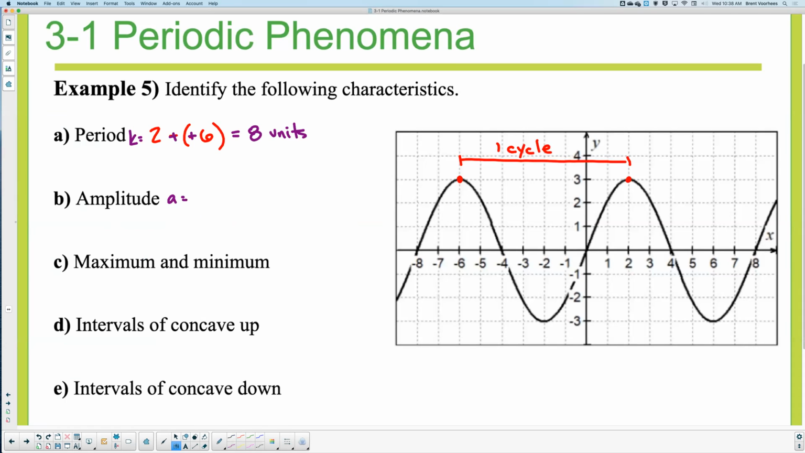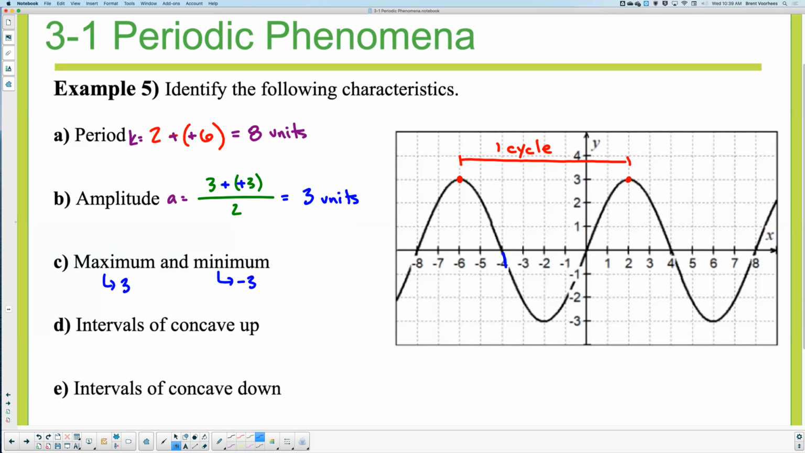Okay, amplitude. They would use that A, by the way. How do you find your amplitude? Maximum y minus minimum y, divided by 2. What's the maximum y? Minus the minimum y, divided by 2. Minus a negative turns positive. What's 3 plus 3? Divide that by 2. 3 units. So the maximum would be 3 and the minimum? -3. Very good.